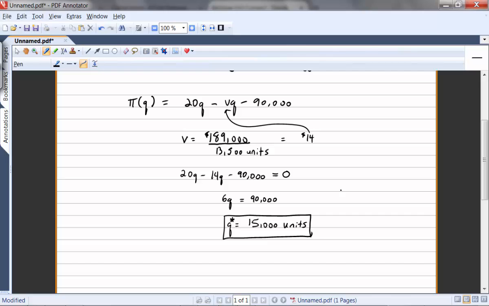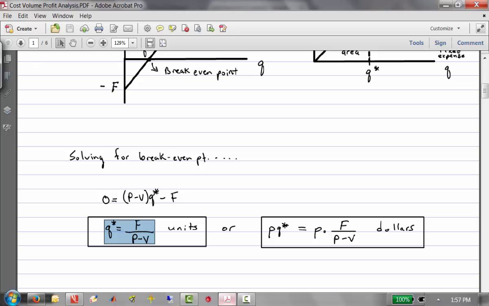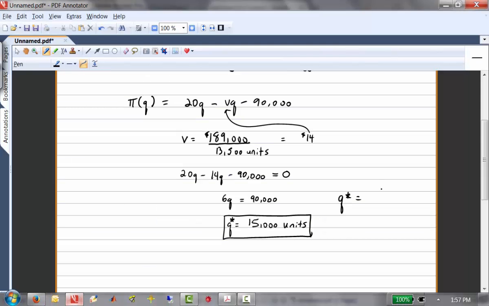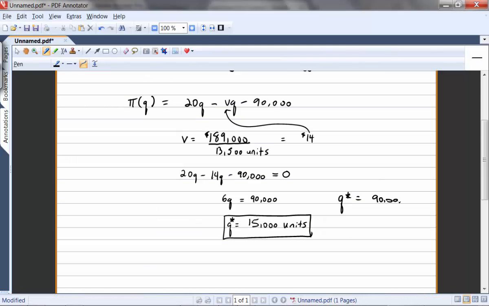Now you can see that Q star can be given by the same formula that we looked at in our lecture notes: F over P minus V. It's exactly what we did. It's F over P minus V, or 90,000 over 6, which is exactly what we did.